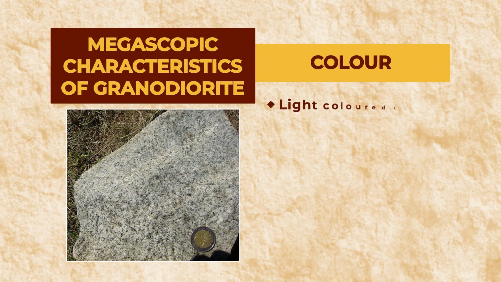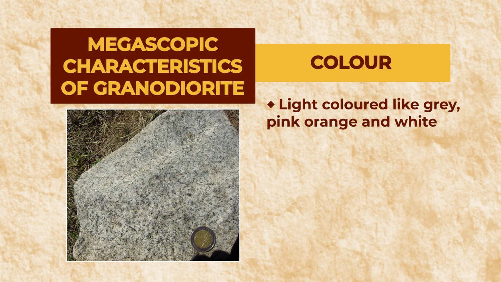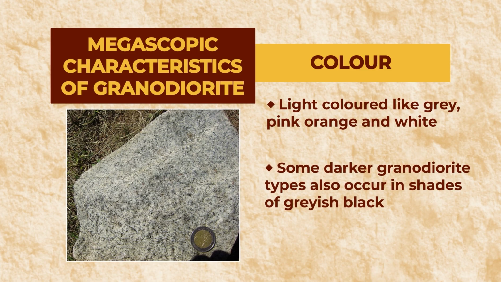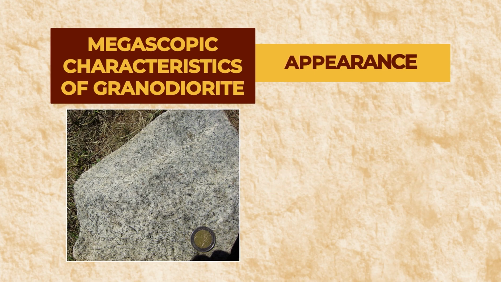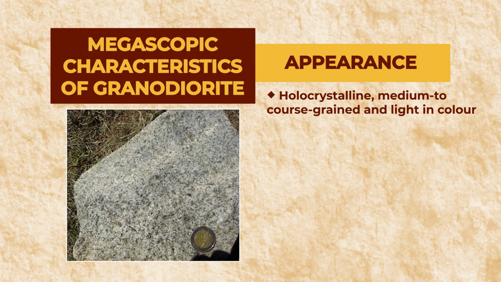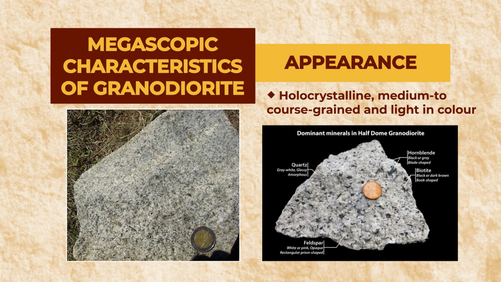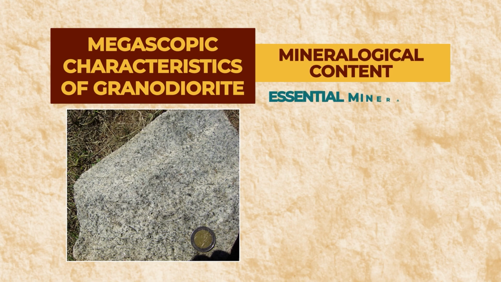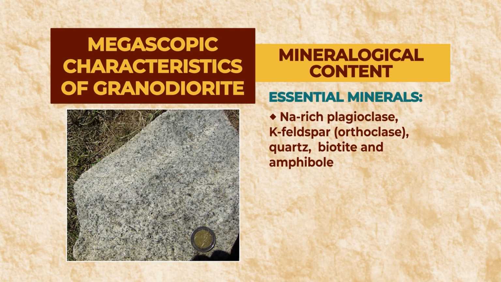Color-wise, these are usually light-colored and can show shades of gray, pink, orange, and white. Some darker granodiorite types are also known, which show shades of grayish black. Then, appearance-wise, these are holocrystalline. That means the entire rock is composed of crystals, which can be medium to coarse-grained and are usually light in color. The essential mineral composition of a granodiorite includes sodium-rich plagioclase, potassium feldspar, quartz, biotite, and amphibole.